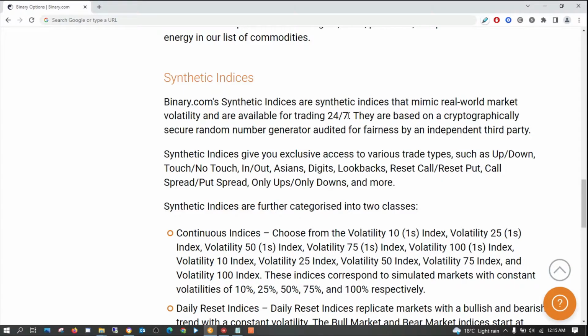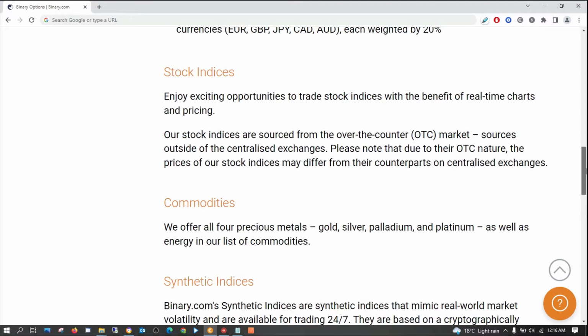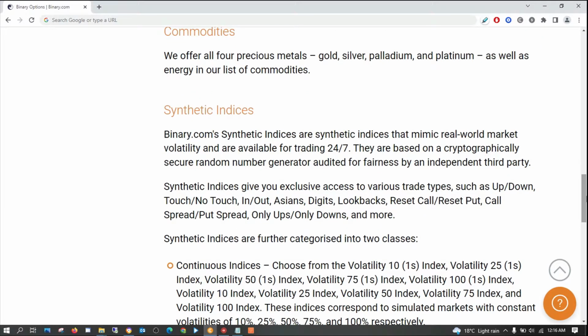Now, the synthetic indices only mimic the real market volatility. Okay, so if the forex market has volatility, then synthetic indices will mimic the same. Also, if the stock indices and commodities have volatility, the synthetic indices mimic the same. So that's why you can trade them 24/7, because you can mimic the market indices, the market volatility, even if you're trading on cryptocurrency. Okay, that's why you can trade synthetic indices 24/7.